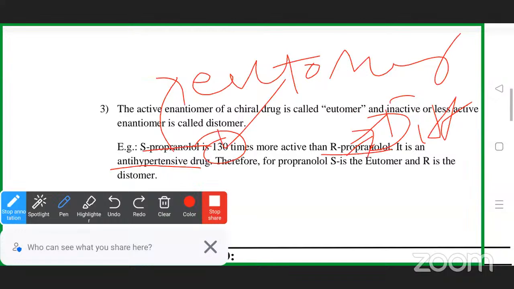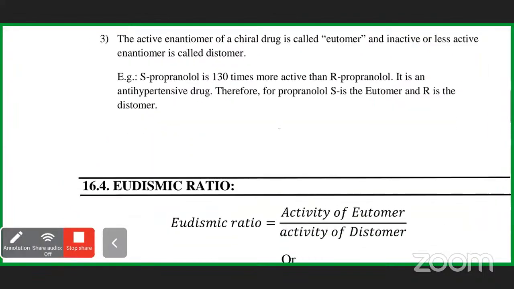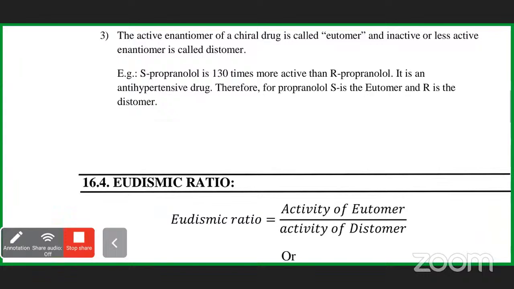So, for example, we are taking propranolol here. In propranolol we have S-propranolol and R-propranolol. Where the S-propranolol is more active, so it is called the eutomer, and R-propranolol is less active, so it is called a distomer. Okay, so this is the eutomer and distomer definition here.